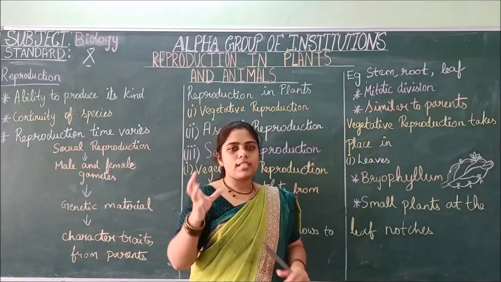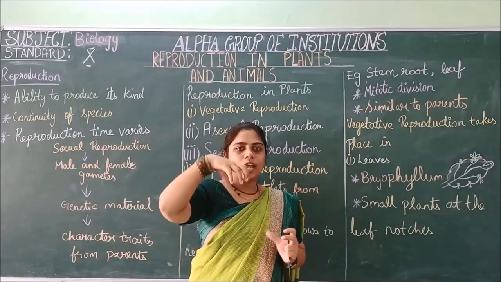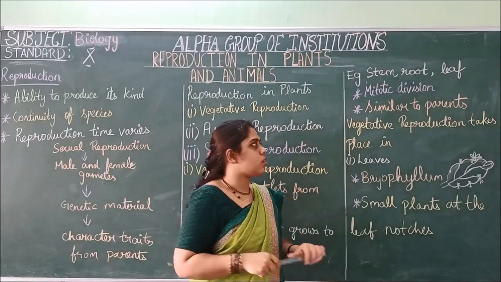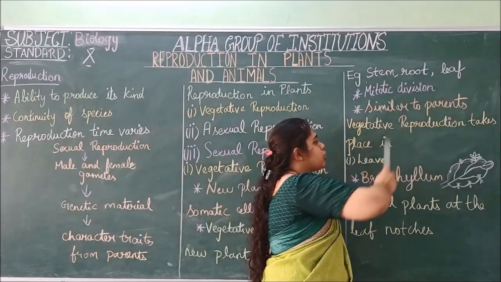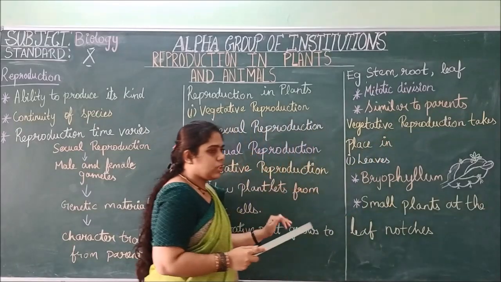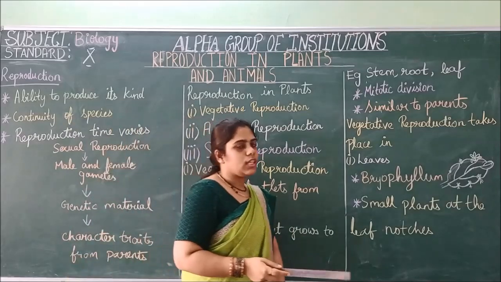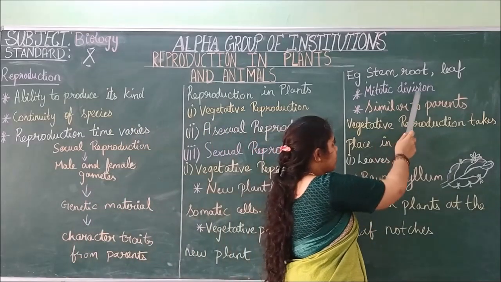The cell will be present, the nucleus will elongate and form into two daughter nuclei. So, that is what is called mitotic division. So, in this vegetative reproduction, how do the cells divide? Through mitotic division, the mitosis takes place.